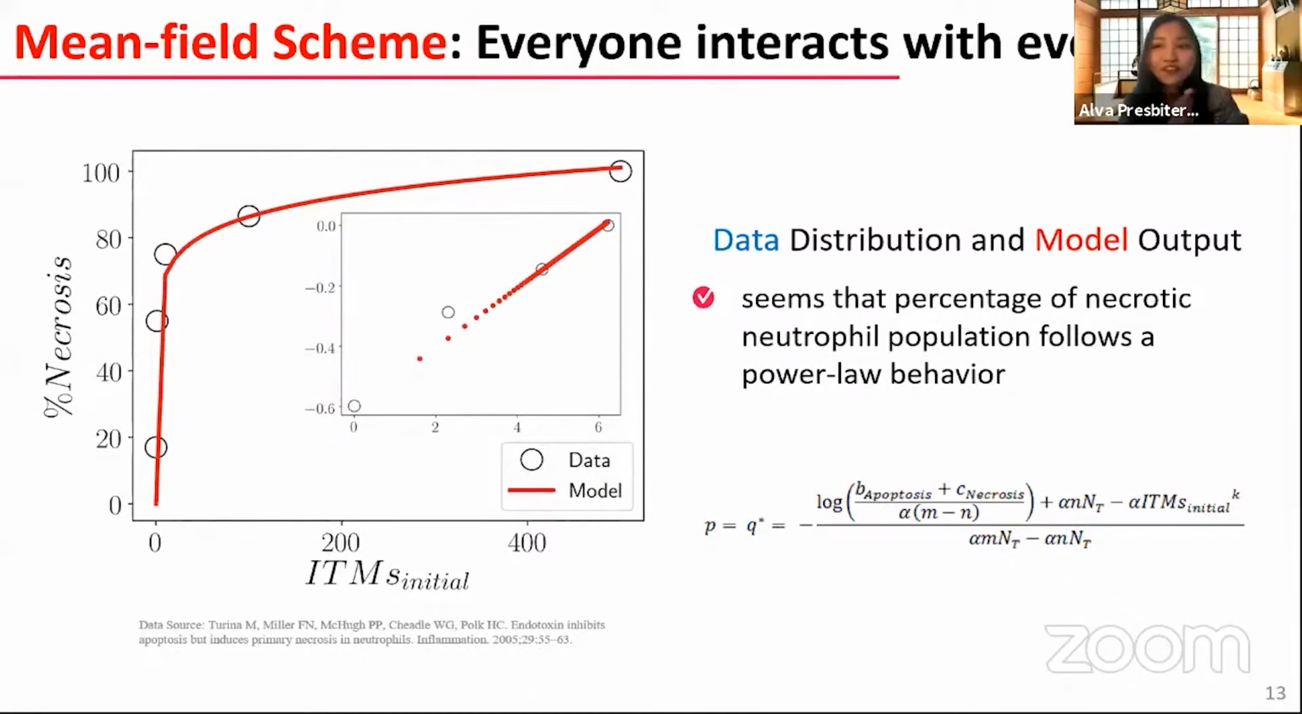So using our very simple model, we calibrated it with the data that we found in literature by Terina et al. Over here. So we were able to show that somehow it seems that the percentage of necrotic neutrophil population follows a power law behavior. However, we cannot really say this for sure, mainly because we only have 4 data points left.